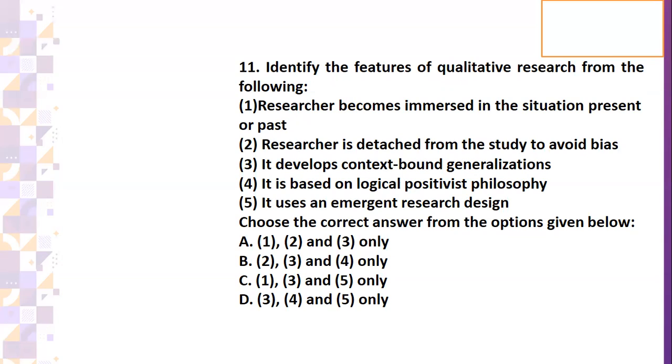So whether it is avoidable, whether it is generalization, whether it is positivistic or a research design. The one which talks about qualitative research is immersed in the present as well as past situation. It talks about generalization, that is coming to statements, and research design. It is based on logical positivistic philosophy, and it is detached from the study to avoid bias. These are not the features of what?